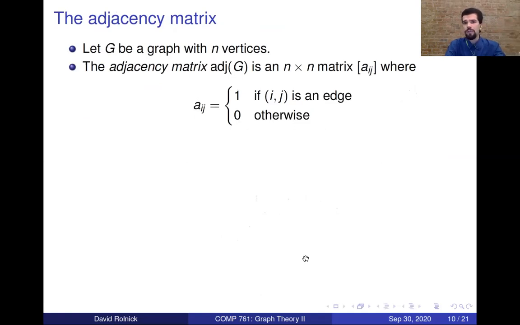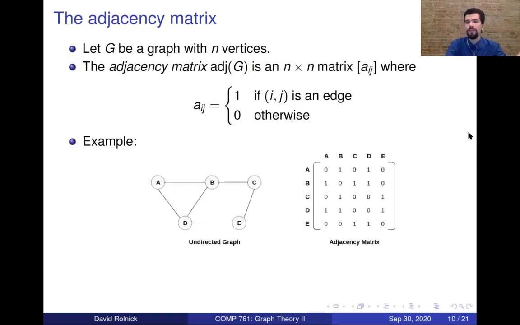It's an n by n matrix where you have a 1 in entry ij if ij is an edge, and 0 otherwise. As an example, here is a 5-vertex graph. I've labeled the rows and the columns A through E. For example, the entry in row A, column B is 1 because there's an edge from A to B. There isn't anything in AC because there's no edge from A to C, and so on.